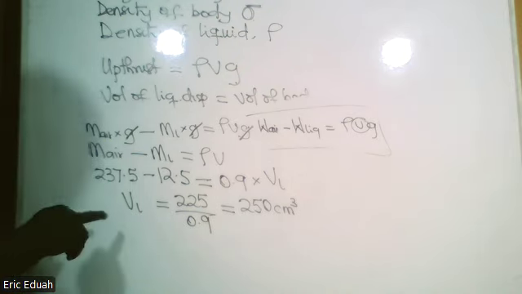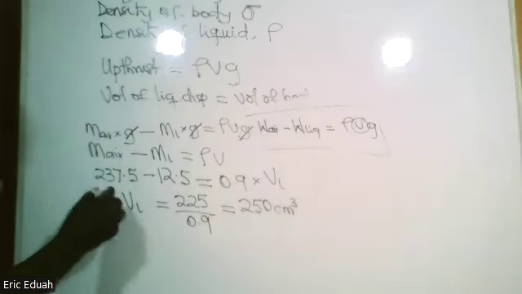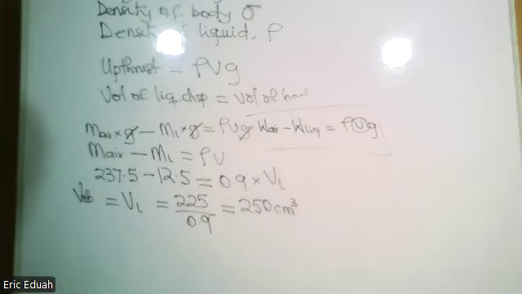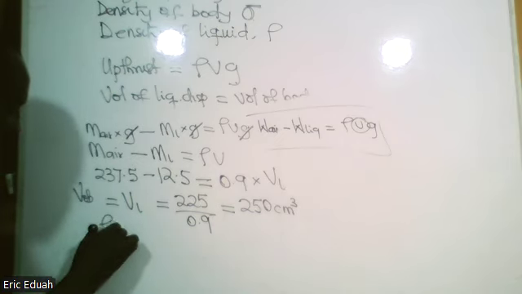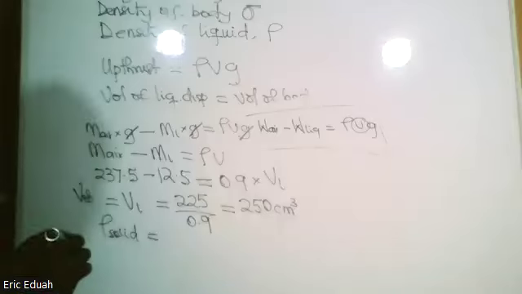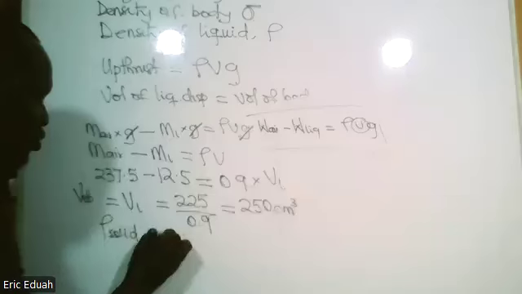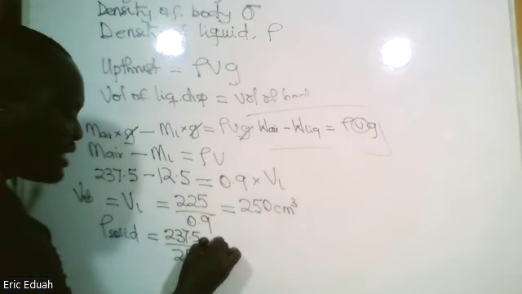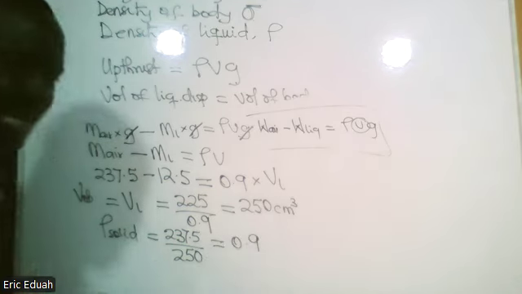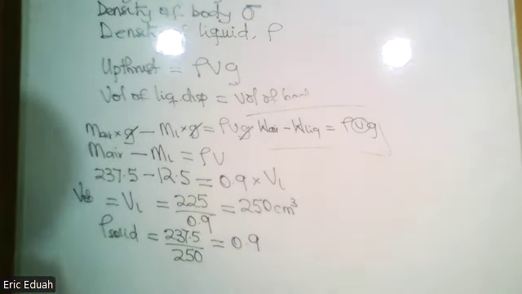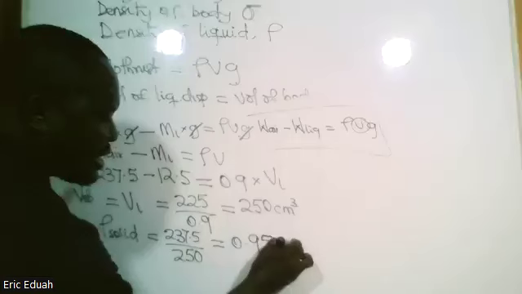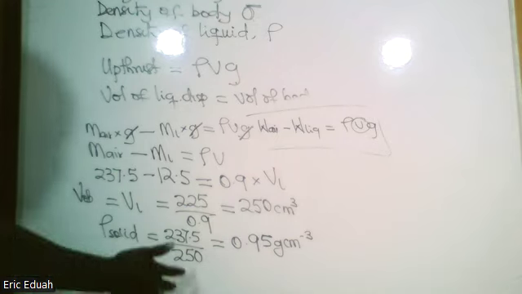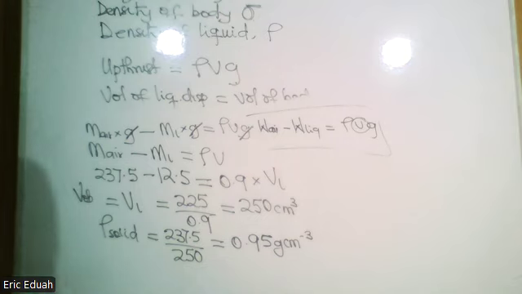Good. So this is the volume of liquid displaced, which is also equal to volume of body or object because it is fully submerged. Therefore, density of solid is equal to its mass in air, 237.5 divided by 250, and it must be 0.95 gram per centimeter cube. So, Elizabeth, look at whatever went wrong. So, this is the density of the solid. Please, any question?